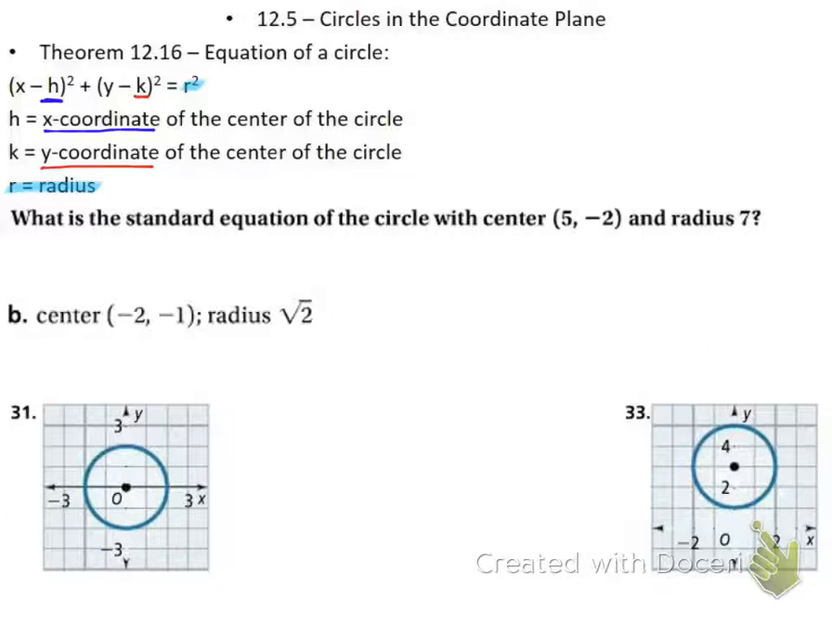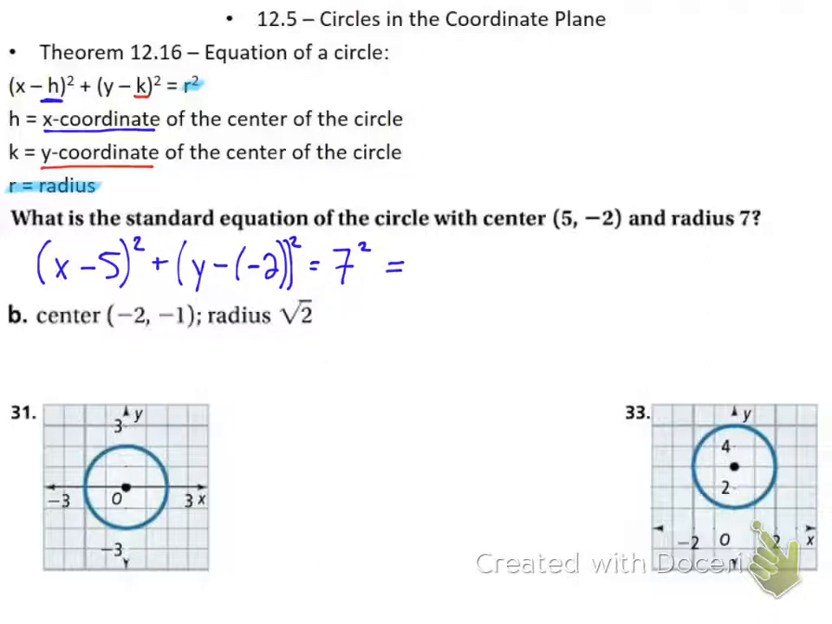So with the first question, I have: what is the standard equation of a circle with center 5, -2? And so again, I'm going to do x minus my x coordinate, which is 5, squared, and then plus y minus my y coordinate, which is -2, squared. Oops, double parentheses. And then it says it has a radius of 7, so I'm going to have 7 squared. That's just me plugging in numbers into our formula.